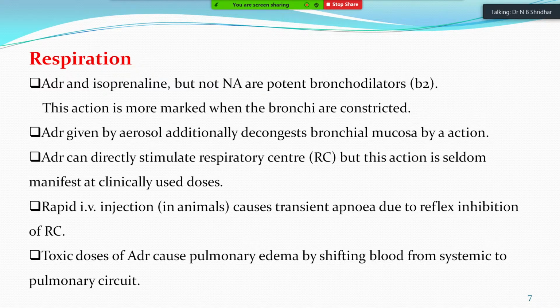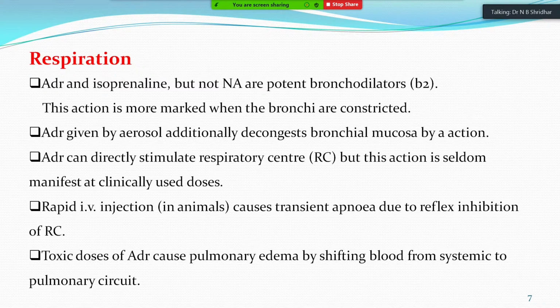So adrenaline and isoprenaline are potent bronchodilators, whereas noradrenaline is not. This action is also marked when bronchi are constricted. So in case of asthma, there is bronchoconstriction, and at that time you can administer adrenaline and isoprenaline. But please note that there will be increased blood pressure also.